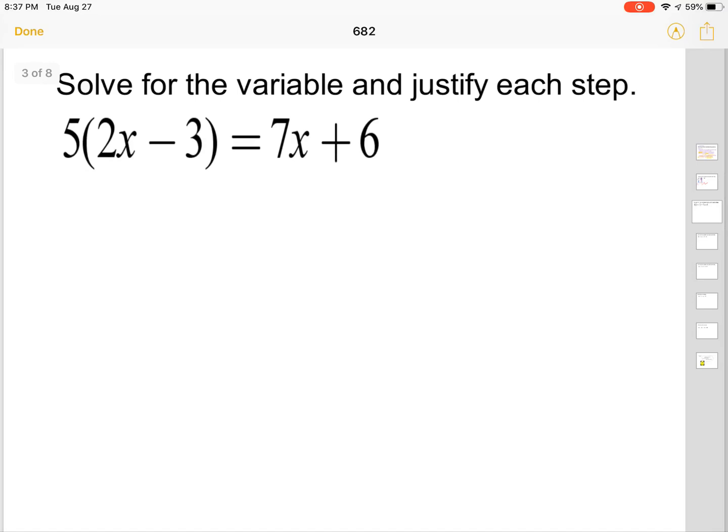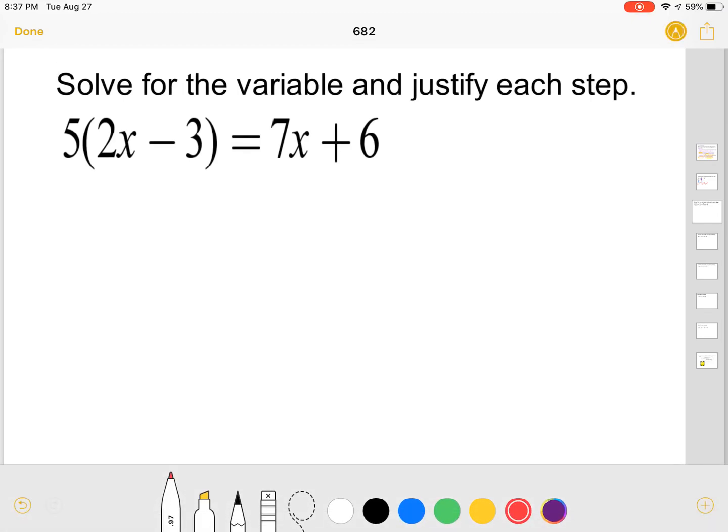So solve for the variable. We have 5 times 2x minus 3 equals 7x plus 6. We have a lot of stuff going on, so let's just take it step by step. Immediately when I see these parentheses, I think of the distributive property. So let's start there. We have 5 times 2x, which is 10x, and we have 5 times negative 3, which is negative 15. So we have 10x minus 15 equals our 7x plus 6. This looks a little bit better, but notice how we have x's on either side, and we have whole numbers on either side. So let's go ahead and combine those.